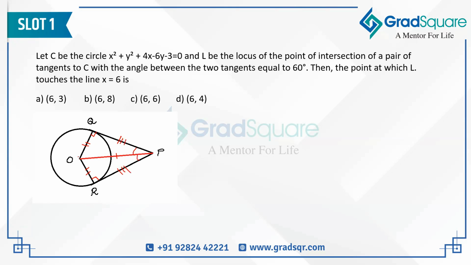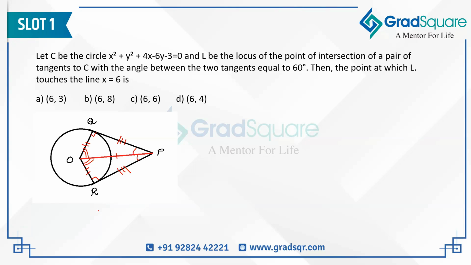Also, this angle and this angle will be equal. Also, these two angles will be equal to each other. So all of these things we can conclude about this figure in which there are two tangents drawn to a circle from the same point. If this is clear, let's move forward and let's understand this question.